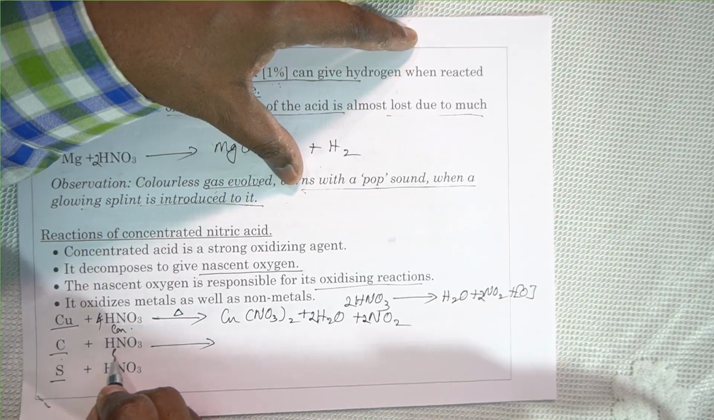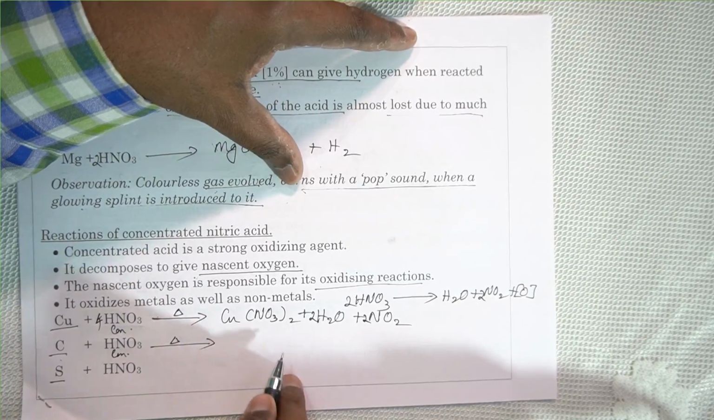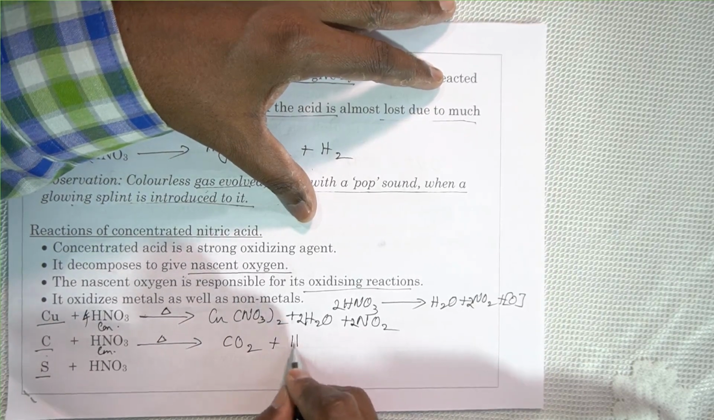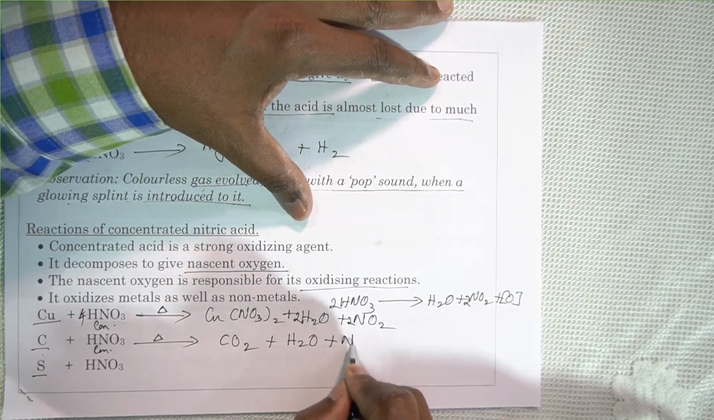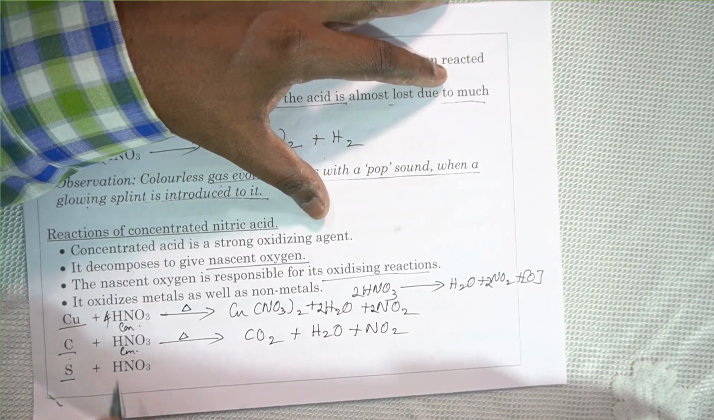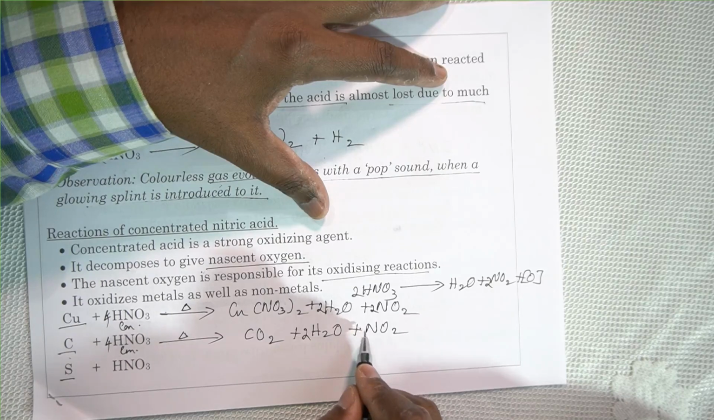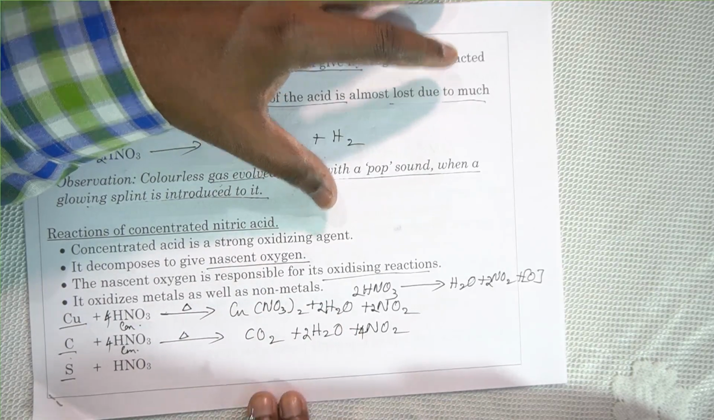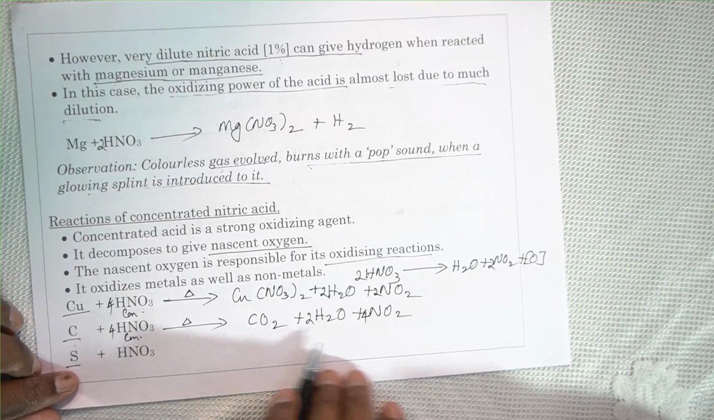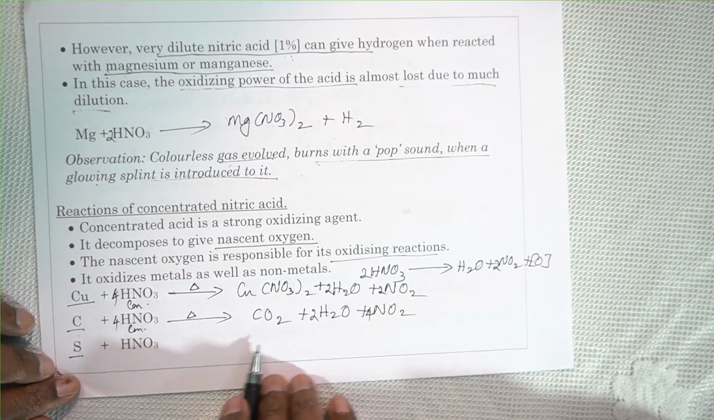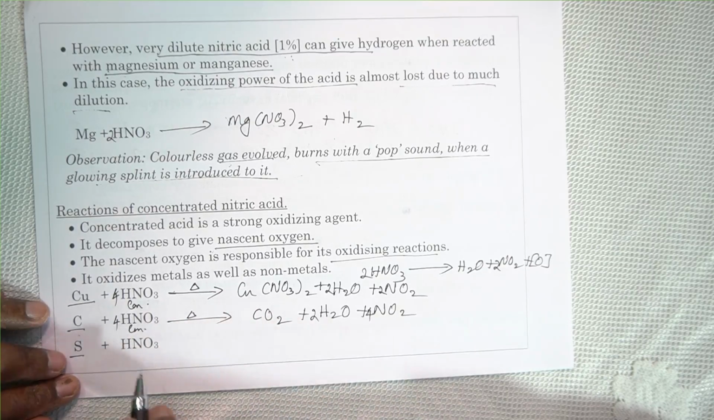Again, concentrated nitric acid with carbon, when heated, you have carbon dioxide plus water and nitrogen dioxide. So 4HNO3, 2H2O and 4NO2. Okay. So this is how you get this carbon dioxide, water and nitrogen dioxide.